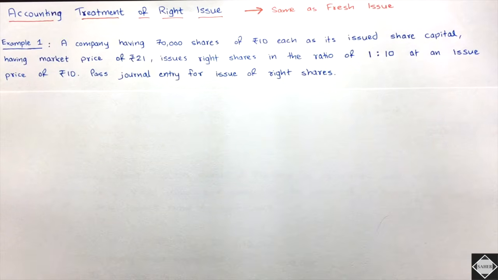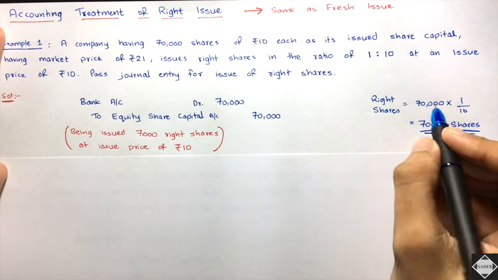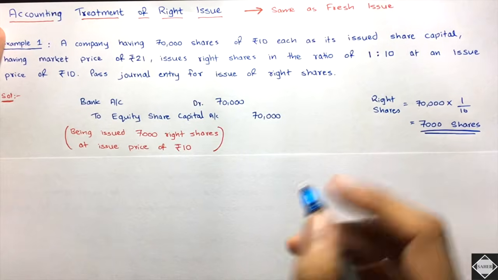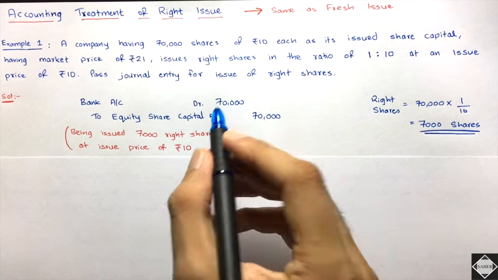Other shareholders or outside persons can also come. Fine. So see here, the journal entry would be really simple. Right shares 70,000 into 1 by 10, 7,000. We just saw that. The entry is really simple. The company has received the money. How much? They have received 70,000.